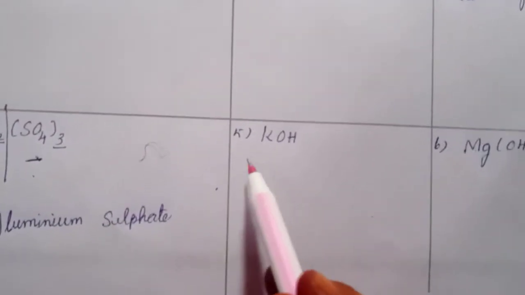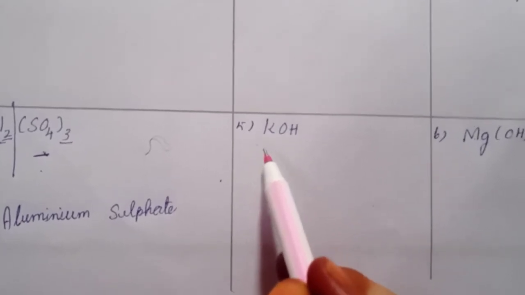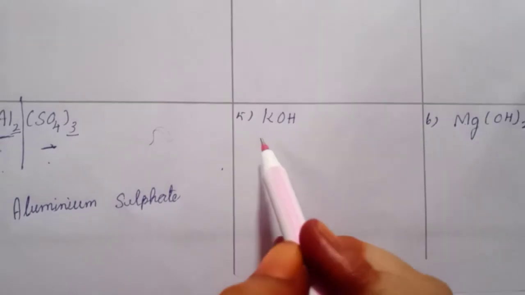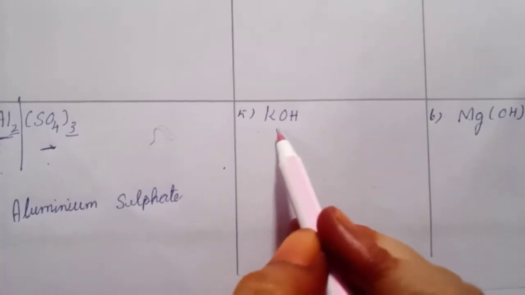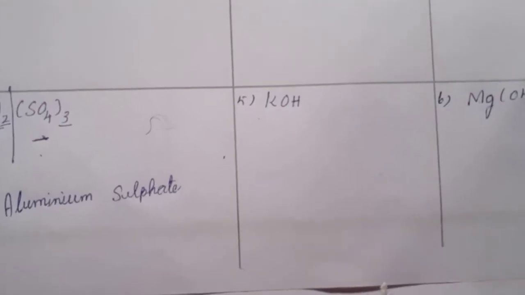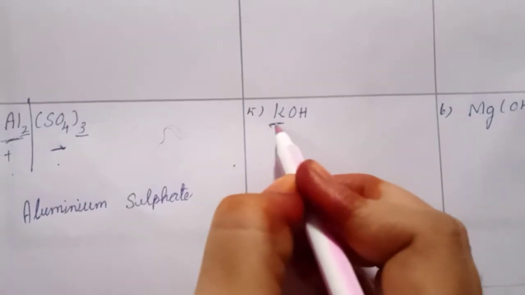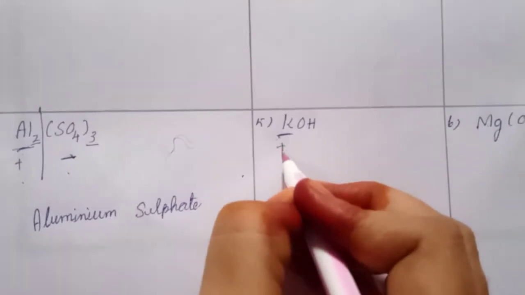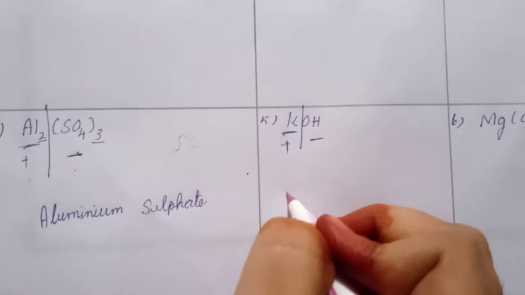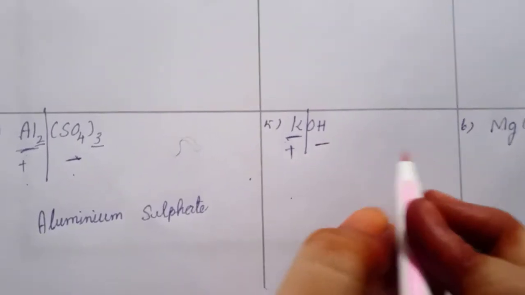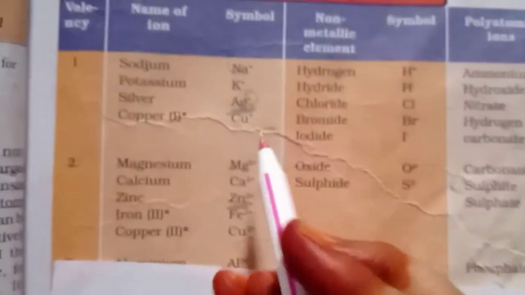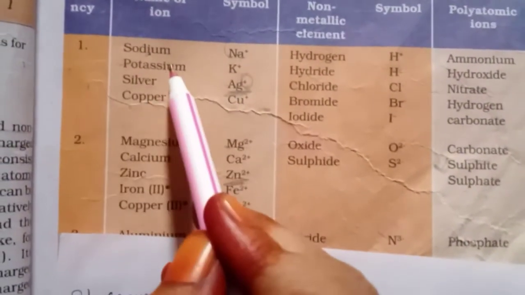And next KOH. In this case, first we have to identify the positive ion. So here what is the positive ion present in it? If we don't know, we identify the metal. Metal is positive. So here potassium is a metal, so it should be positive and the remaining portion is negative. Write the name of the positive ion, after that write the name of the negative ion. Positive ion name, K means what? K means what? So potassium.